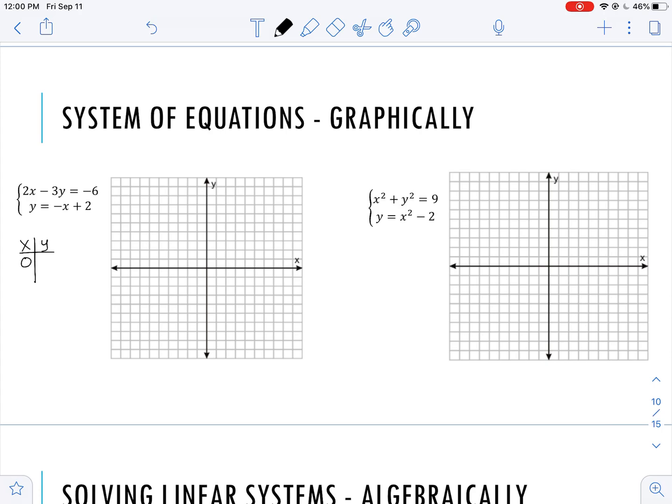So if x is 0 on that first one, then y would be 2. And if y is 0 on that first one, then x would be -3. So I have the point 0 for x, 2 for y, and -3 for x, 0 for y. So here's my first line. And then my second line is just going to start at 2, and then it's going to go down 1 over 1. And so my solution is where those 2 lines intersect, and they intersect right here. So my solution to that system graphically is going to be the point (0, 2).